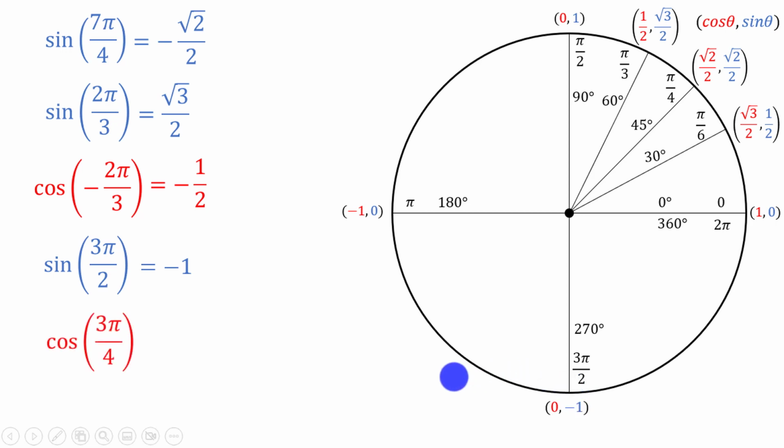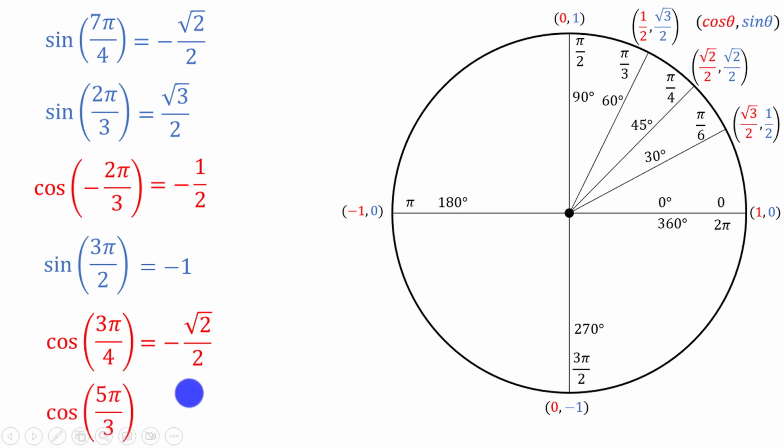How about cosine of 3 pi over 4? Okay, so 3 pi over 4, here is 1 pi over 4, 2 pi over 4, 3 pi over 4 would be right here. So the reference angle is going to be pi over 4. The x-coordinate is square root 2 over 2. But if we're over here in quadrant 2, then cosine is going to be negative because we are to the left of the y-axis. So it's not going to be positive square root 2 over 2. It would be negative square root 2 over 2.